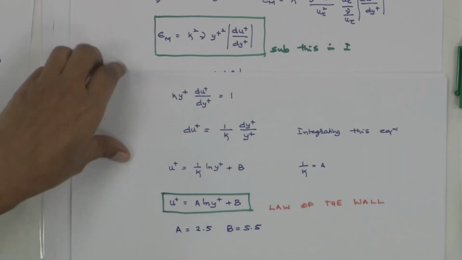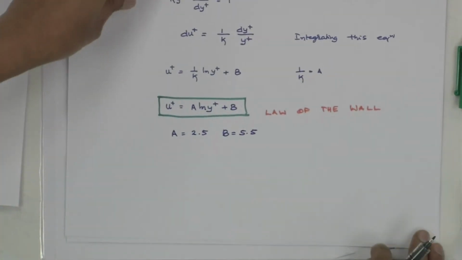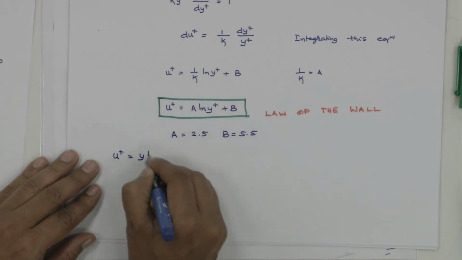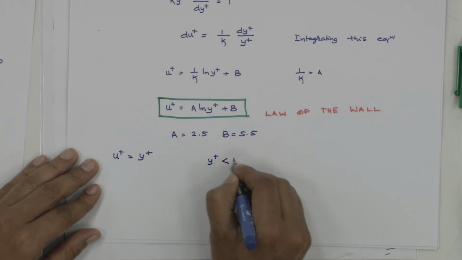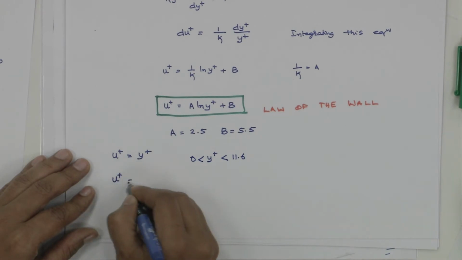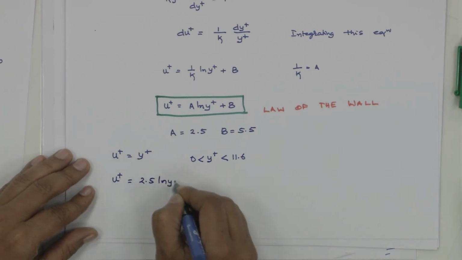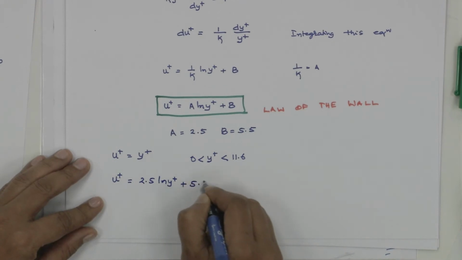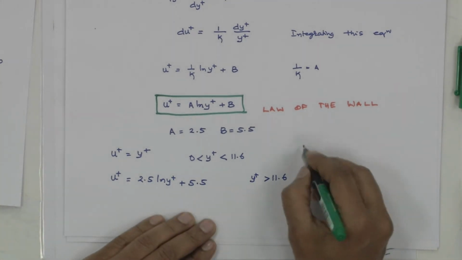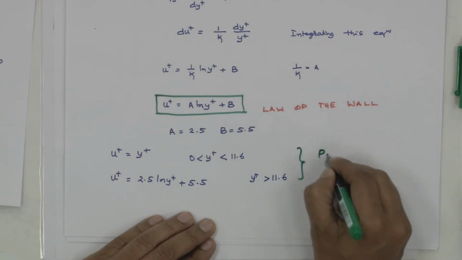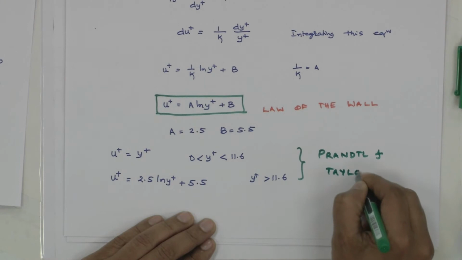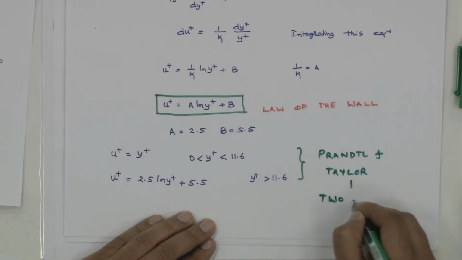So, this result, we started with 2 layers. So, what were those 2 layers? That is u plus equal to y plus for all y plus less than 11.6, that is between 0 to 11.6, and u plus equal to 2.5 log of y plus plus 5.5 for y plus greater than 11.6. This two-layer structure was proposed by Prandtl and Taylor, and this is what is called the two-layer model.